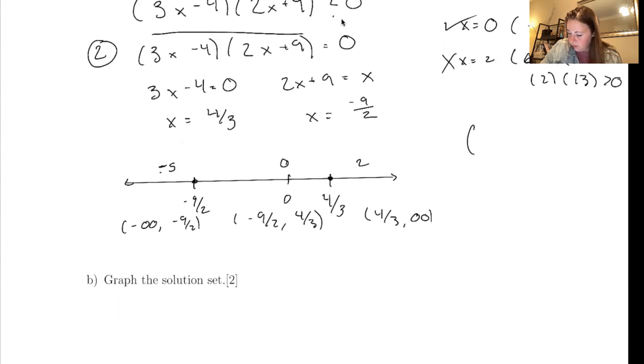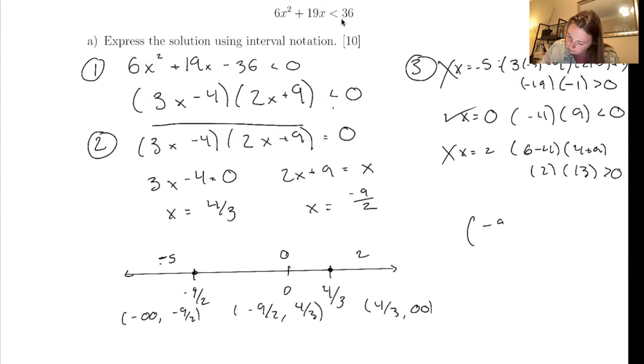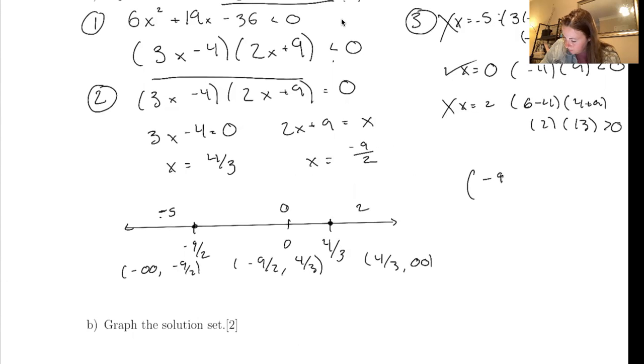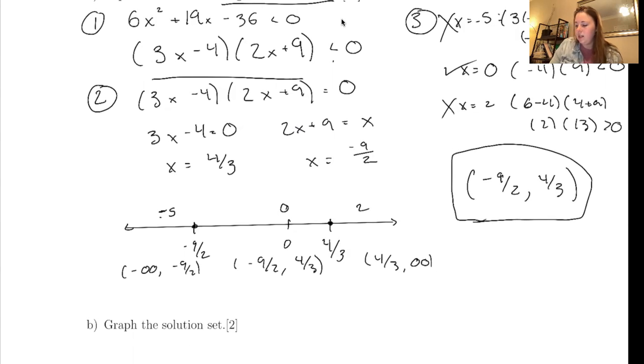So then I'm going to go over here. Wait, did it tell me how to write my answers? Using interval notation. Okay, cool. 9/2 to 4/3. And the reason that we're doing open brackets is because we're told to find when it is less than 0, but not less than or equal to 0.